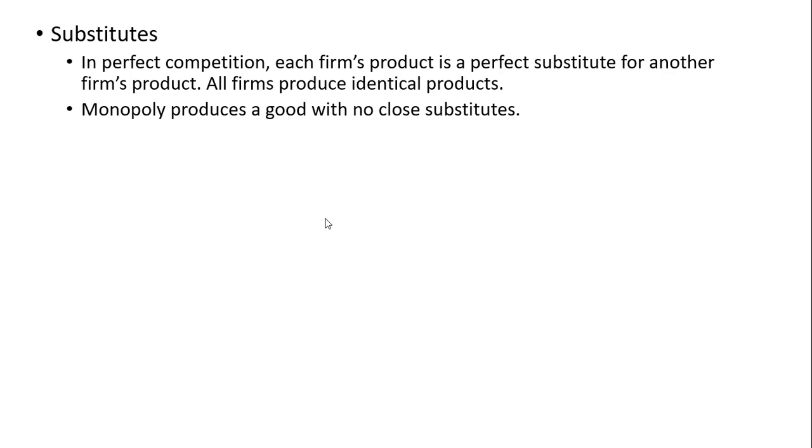Substitutes. In perfect competition, each firm's product is a perfect substitute for another firm's product. All firms produce identical products. With monopoly, a monopoly produces a good with no close substitutes.